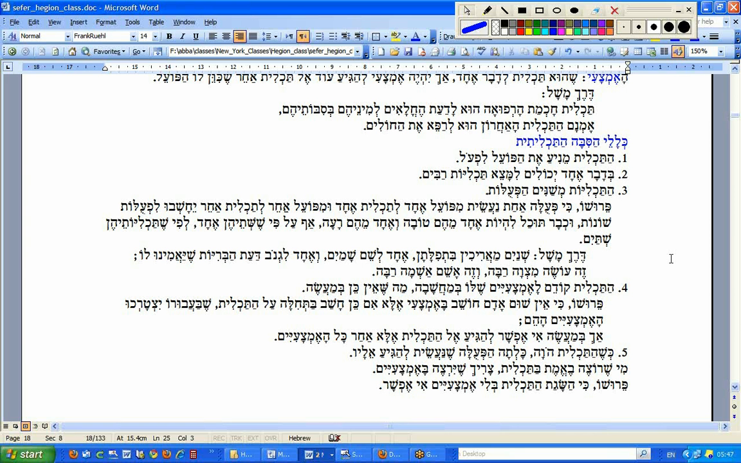Number 5. Keshe'tachlis hovar, kalsa hap'ula shenaseh lehagia alav. Once the tachlis is reached, then the activity that was done to get to it stops. Okay, because all the activity was only because of the goal. Once you reach the goal, the activity would be stopped.